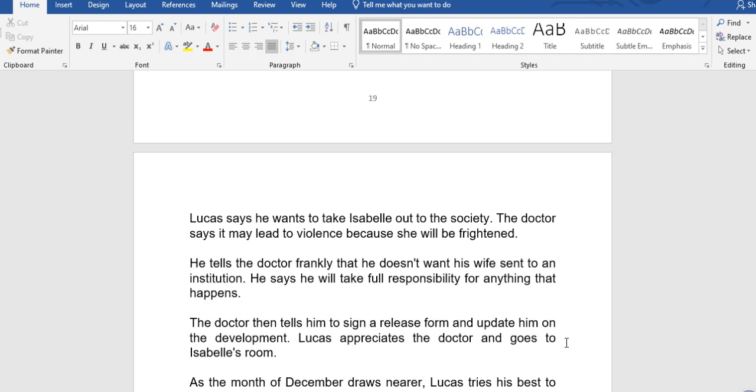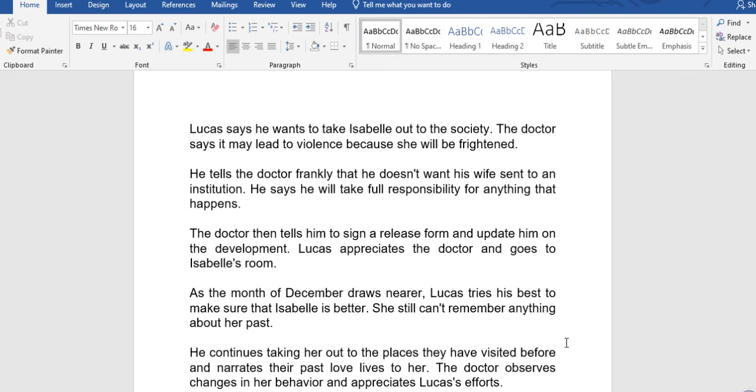The doctor says it may lead to violence because she will be frightened. He tells the doctor frankly that he doesn't want his wife sent to an institution. He says he will take full responsibility for anything that happens.